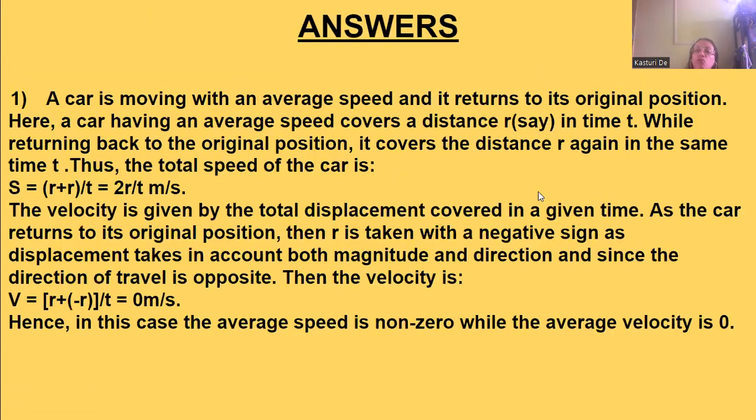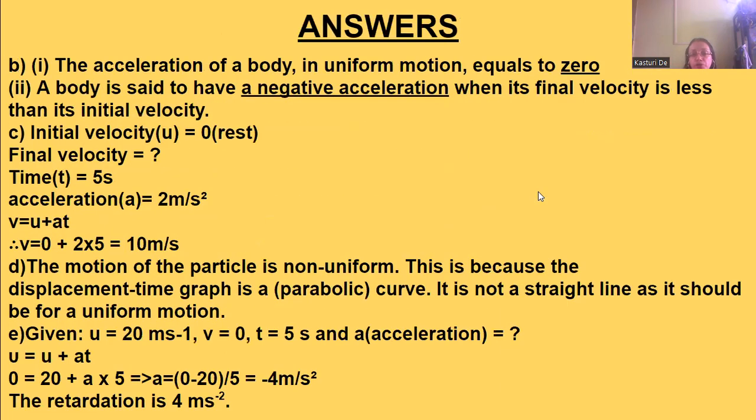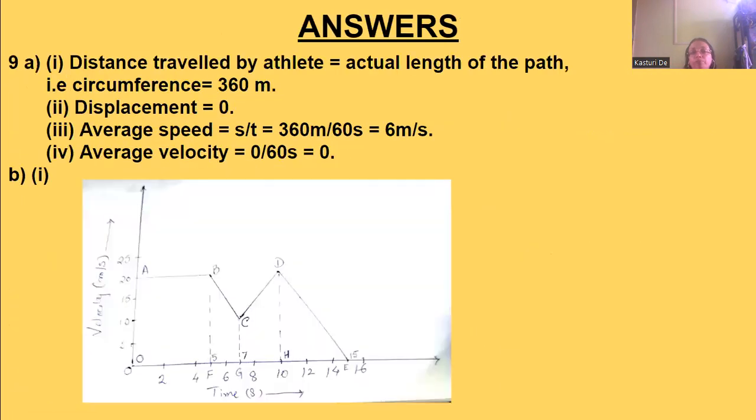So let us move on to the answer of this question. Let's see, this is the velocity-time graph. At 0 seconds, we have seen from the graph that it is 20 meters per second. For the next 5 seconds, it is again 20 meters per second.